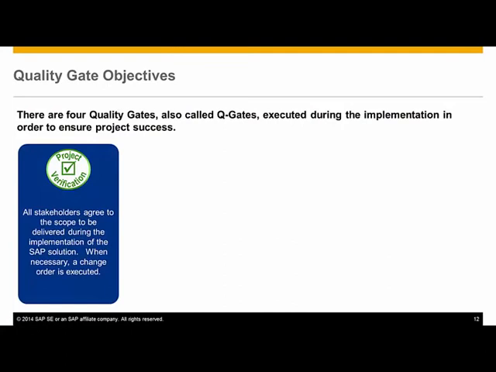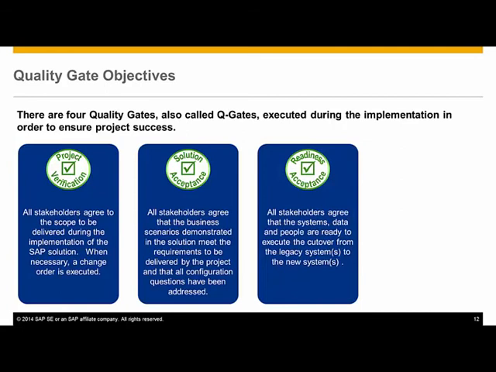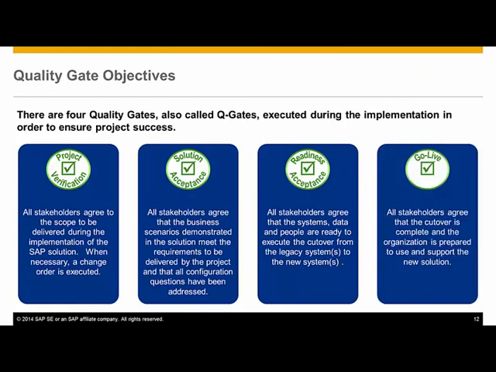The first queue gate, project verification, ensures that all stakeholders agree about the implementation project scope. At the end of the realize phase, the solution acceptance queue gate confirms that all stakeholders agree that the demonstrated business processes meet the implementation project requirements and that all configuration questions are addressed. The readiness acceptance queue gate is when all stakeholders agree that the systems, data, and people are ready to execute the cutover. Lastly, the go-live queue gate confirms with all stakeholders that the cutover is complete and the organization is ready to use and support the new solution productively.